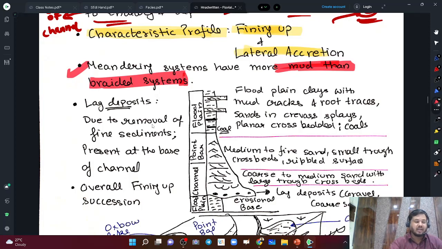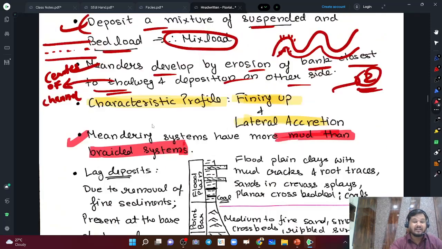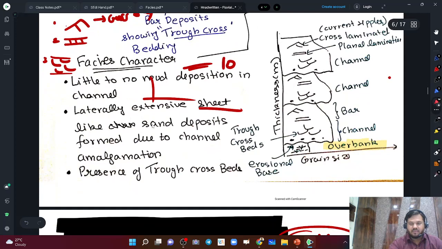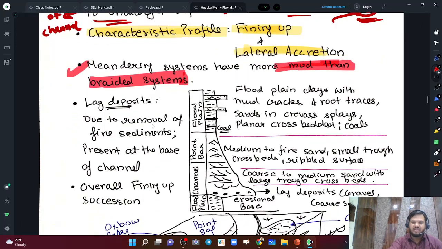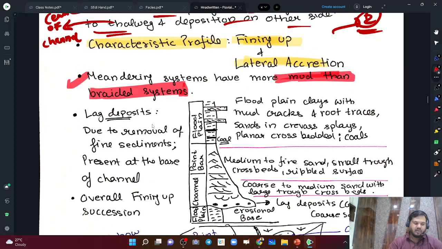So that is why in the braided system, when we draw the log, I gave it the name multi-story sand, right? We named it multi-story sand. This is sand, and above it also it is mostly sand. This is also sand, so we are calling this multi-story sand. But when you see here, you will get mud also, right? You will get mud size sediments also in the meandering river system, right? That is one thing.